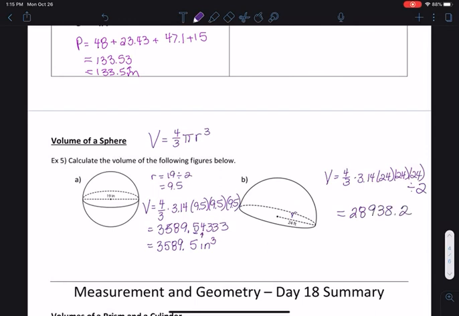28,938.2 when you round that. That's approximate. I forgot my approximately sign back here. And that's feet cubed, because it's a 3-dimensional figure. Its units are cubed. 3-dimensional figures have units cubed.